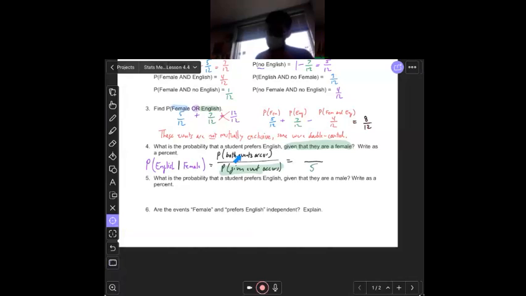Here, the probability that both events occurred. So the probability of someone preferring English and being female. What was the probability of someone preferring English and being female? 4. Yeah, 4 out of 12. Right, that was up here. So we're taking the probability of being female and comparing it to the probability of being female and preferring English. I'm grabbing this 4 right here. And we're going to turn that into a percent. So 4/5 as a percent is what? 80%? Okay.